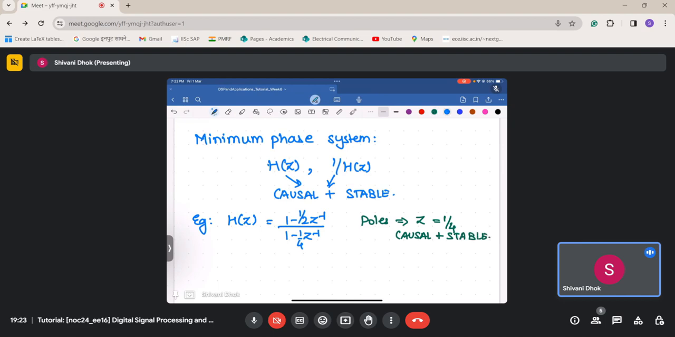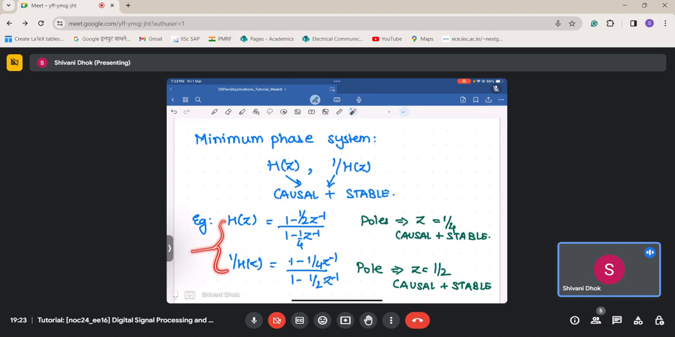Now let us look at 1 by H of z, which is equal to (1 minus 1 by 4 z inverse) upon (1 minus 1 by 2 z inverse). And here, for this, my pole is at z equal to half. Again it is inside the unit circle, so this will also be causal plus stable. Right. So now these two systems are causal and stable, so therefore this thing here is minimum phase.